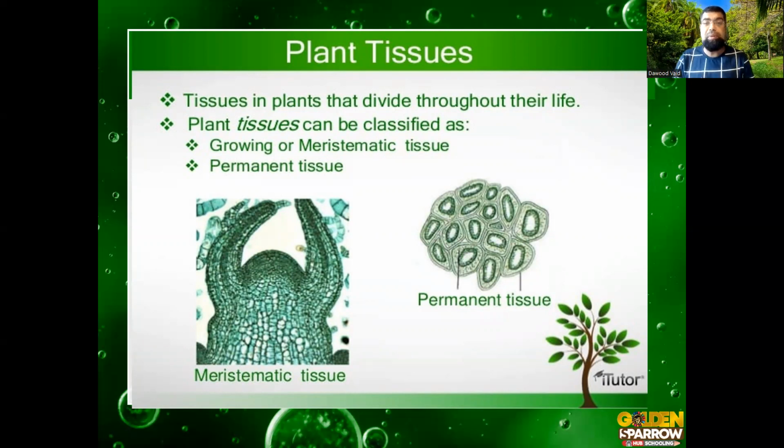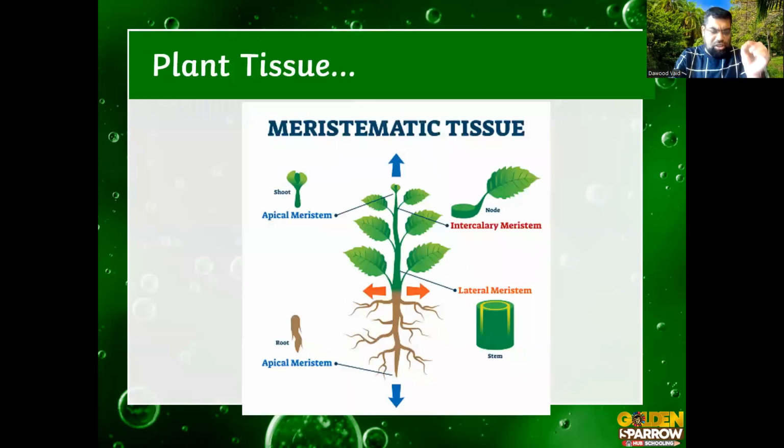Now, tissues in plants are something that will divide throughout their life. They'll keep on growing, they'll keep on regenerating, and they'll keep on dividing themselves. Plant tissues are essentially two very important classifications. One is the meristematic tissue, and the other one is permanent tissue. Meristematic tissues are usually those tissues that grow at the tip of the root, the stem, the branches.